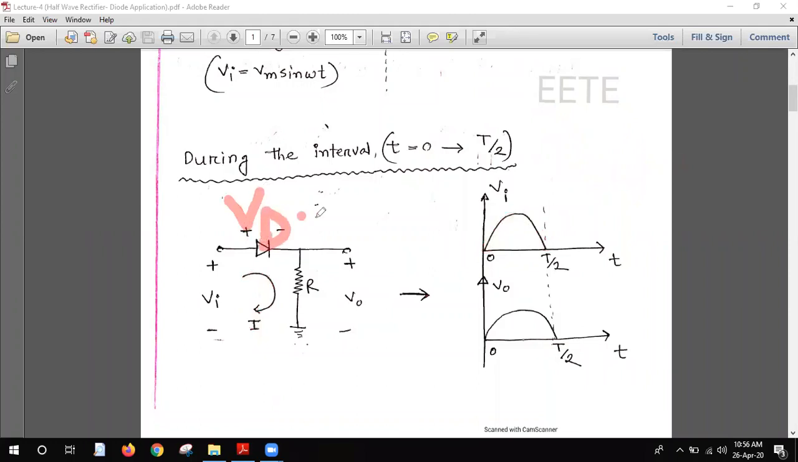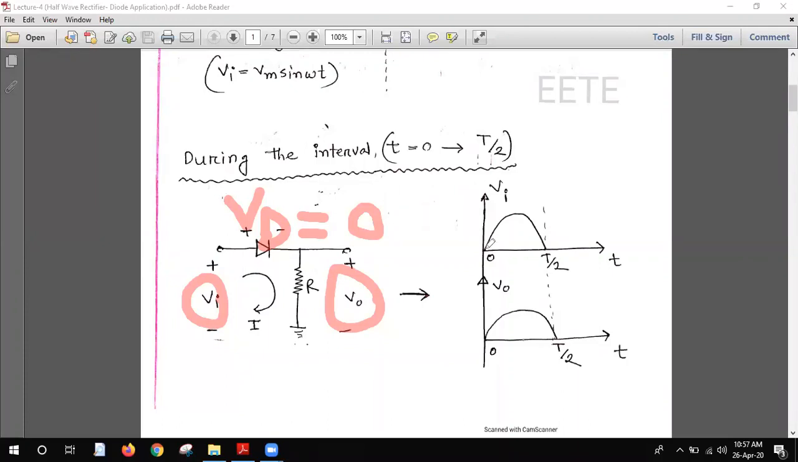For silicon, it is 0.7. But when we are dealing with the ideal diode, VD is zero. So when VD is zero, the whole VI will be applied to V output, because there is no voltage drop in the diode. All the input voltage will be across the resistor, and we all know that the voltage across the resistor is our output voltage.